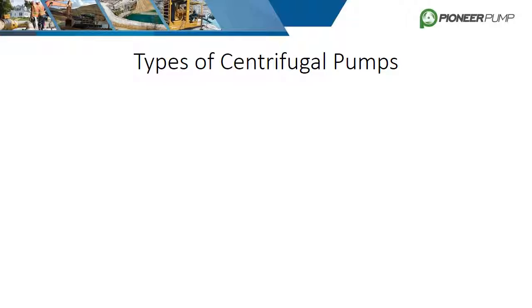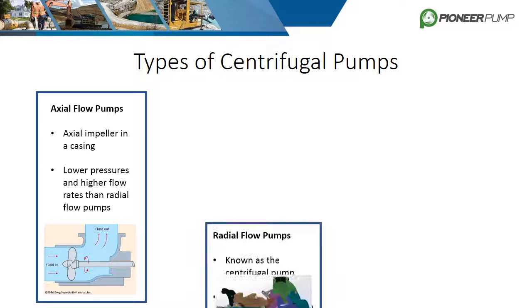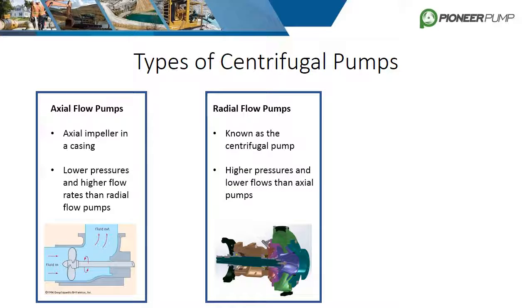Now that the basic hydraulics have been covered, let's discuss the three main types of centrifugal pumps. The first type is the axial flow pump. These pumps are used in high flow and low head applications. This includes flows up to 300,000 gallons per minute and heads up to around 30 feet. Radial flow pumps refer to the modern centrifugal pump. They are designed to produce higher pressures or head and lower flows than axial pumps.